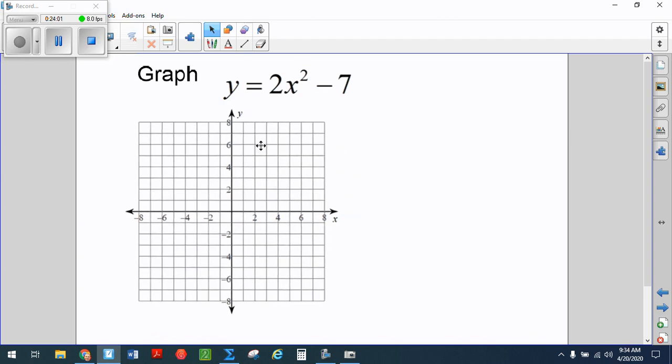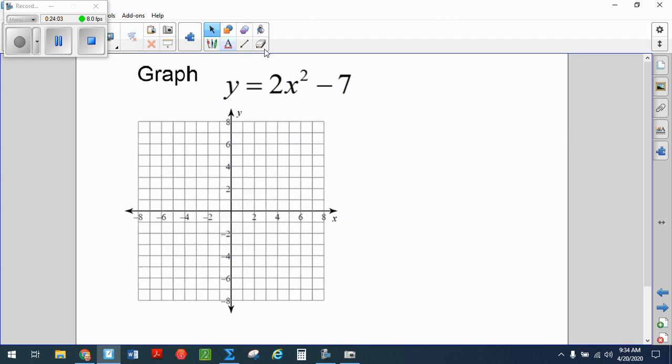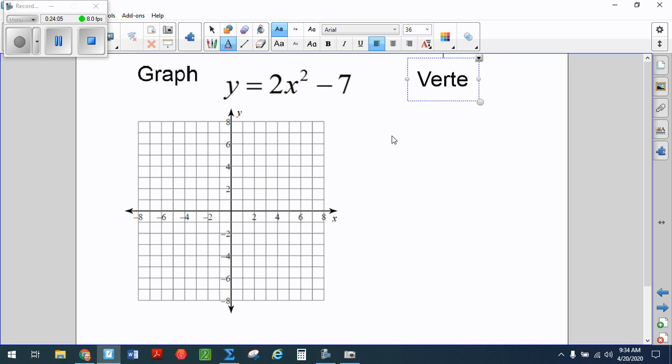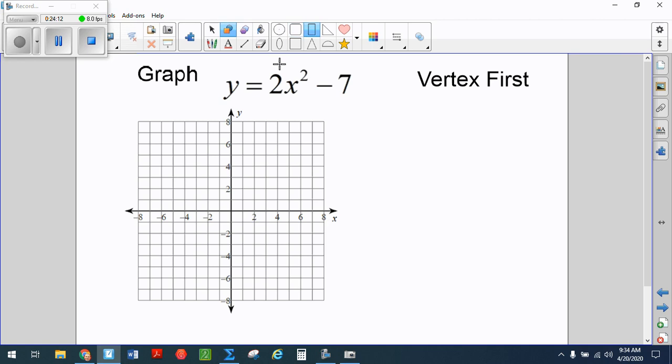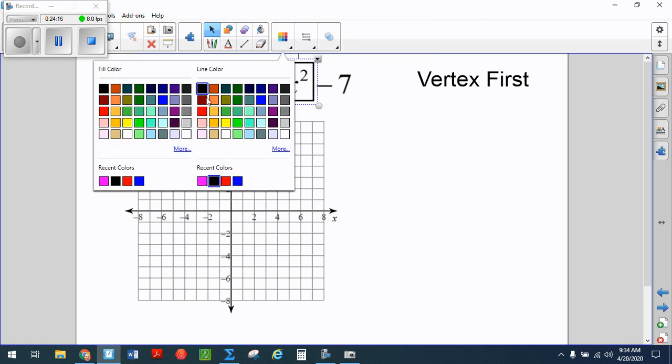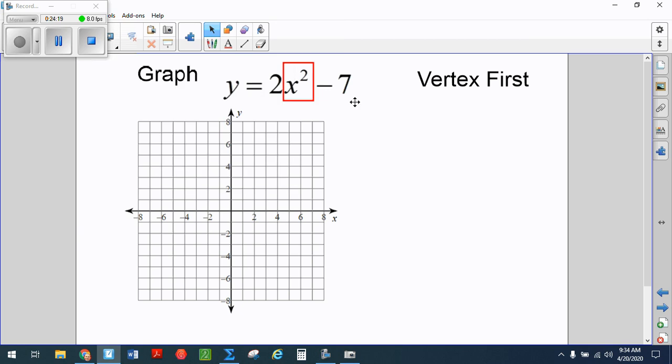Okay, vertex first. There is no parentheses, right? This is where my h would go. So there is no h number. That means it does not go left or right.